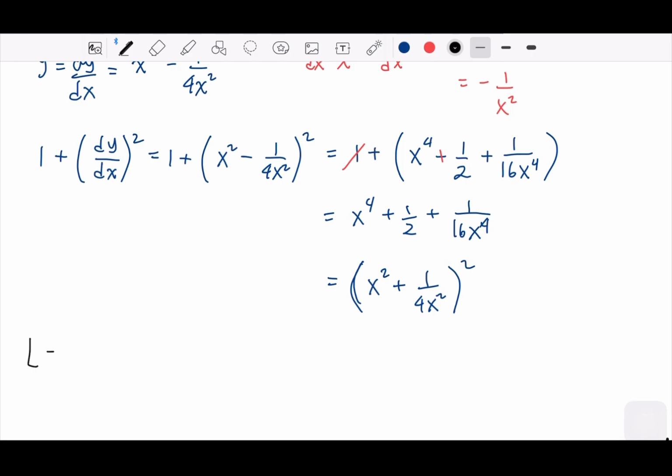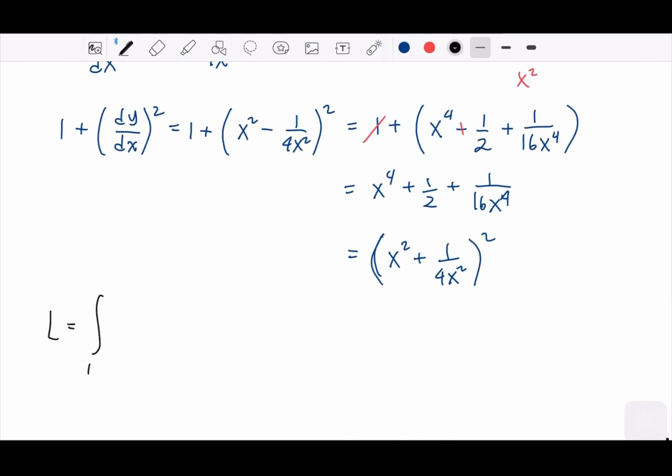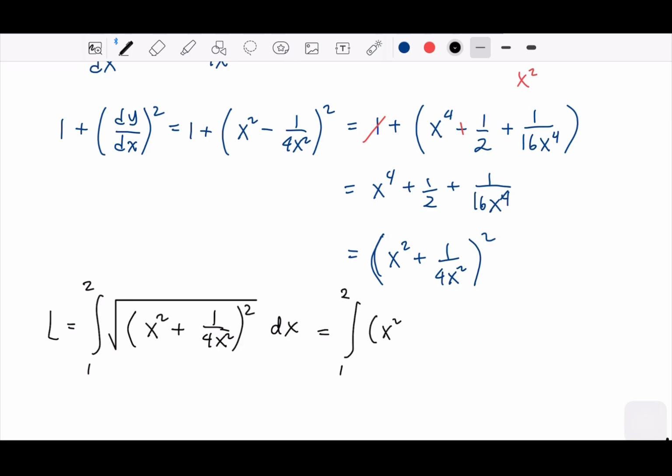Let me just write. L is, what is AB? Is 1 to 2. 1 to 2 square root of the x squared plus 1 over 4x squared, squared, and then dx. So we can cancel out the square root. But not over yet, we still have the integral. So we have the x squared plus 1 over 4x squared, and then dx.